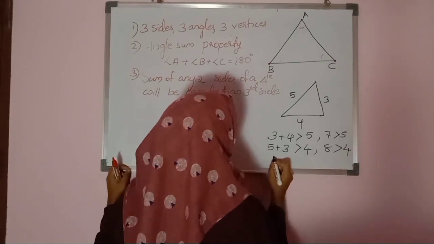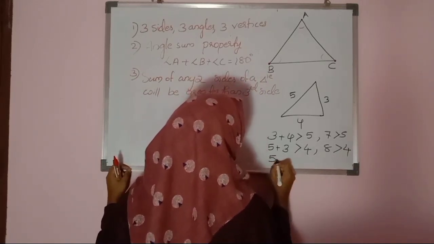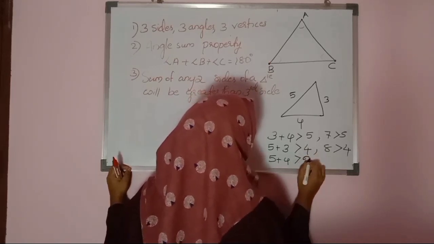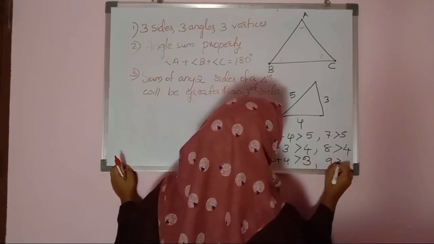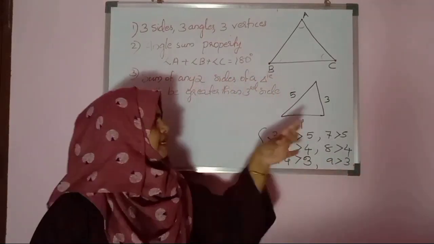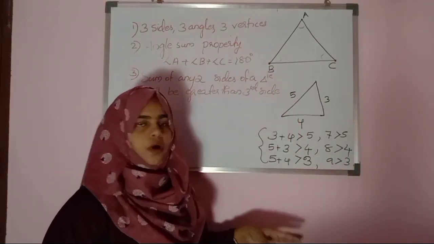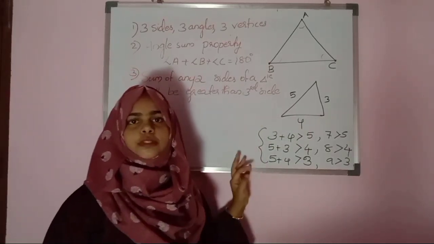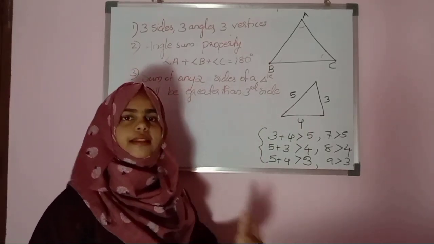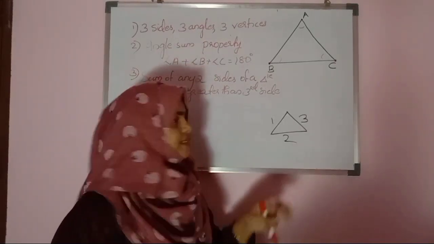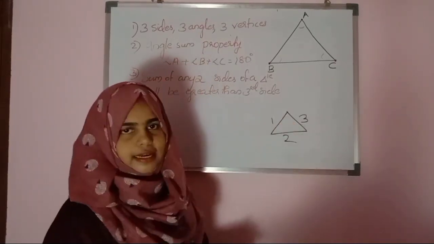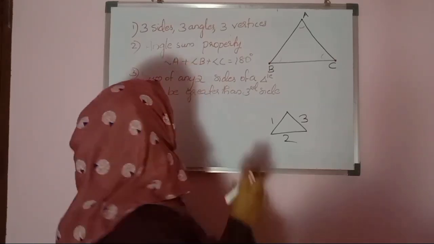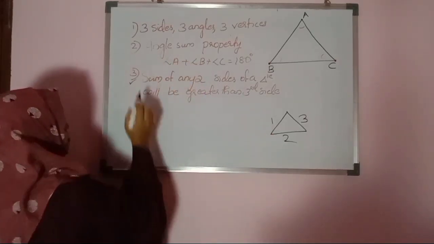Now, 5 plus 4. We know that 5 plus 4 is 9. It is also greater than the third side, 3. That is, 9 is greater than 3. So, these three sides obey the property that the sum of any two sides of a triangle should be greater than the third side. So now we will consider another triangle with three sides 1, 2, 3. Whether this could form a triangle, we want to check by using this property.